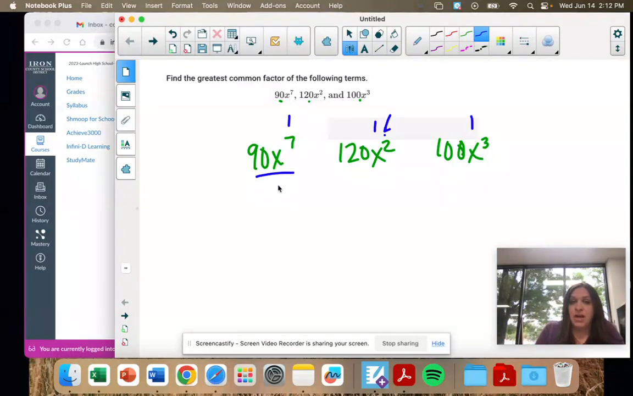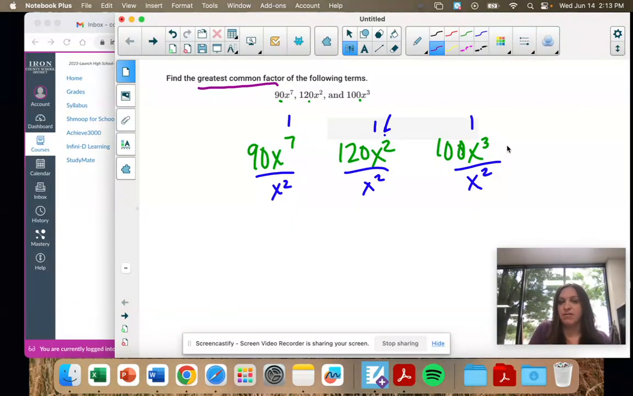X squared. I could take x squared from all of these. I couldn't take 7 x's from the second term because there's only 2. So the greatest number of x's that I could take from each one, that's the greatest common factor. So x squared is the variable part of my common factor. That would leave 5, none, and 1x.